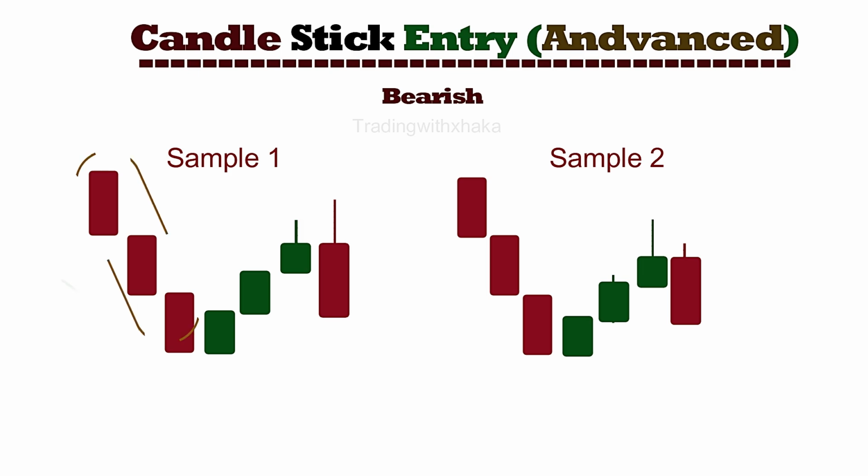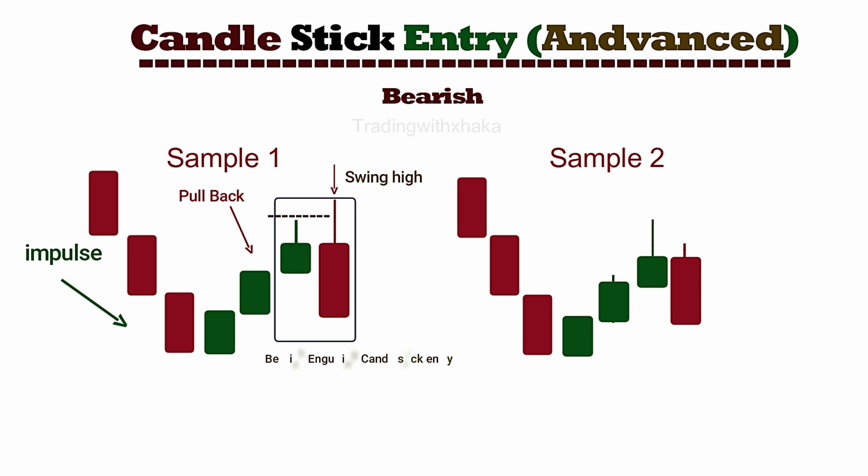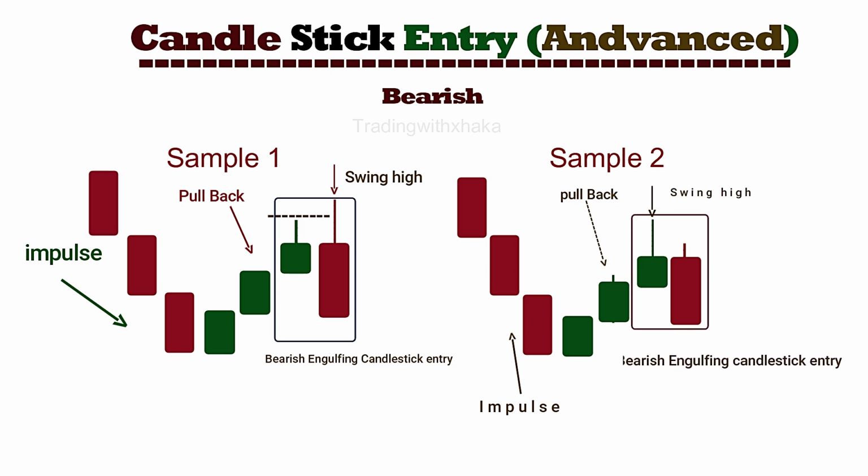Now move to this very candlestick. This one is bearish. The same scenario, no difference. We have impulse, we have pullback, we have swing high, and the bearish candle that appears engulfs that bullish candle. So when this happens on a chart, our bearish engulfing candlestick entry has come. Then the other sample 2: we have impulse, we have pullback, same thing, we have swing high, and it was engulfed by the bearish candle. So this is a bearish engulfing entry pattern.